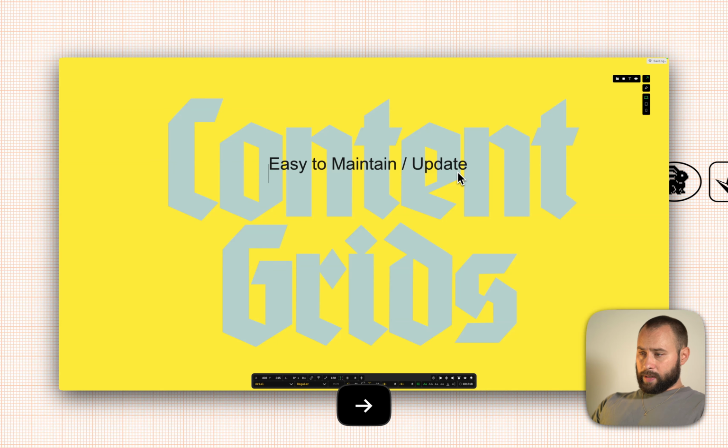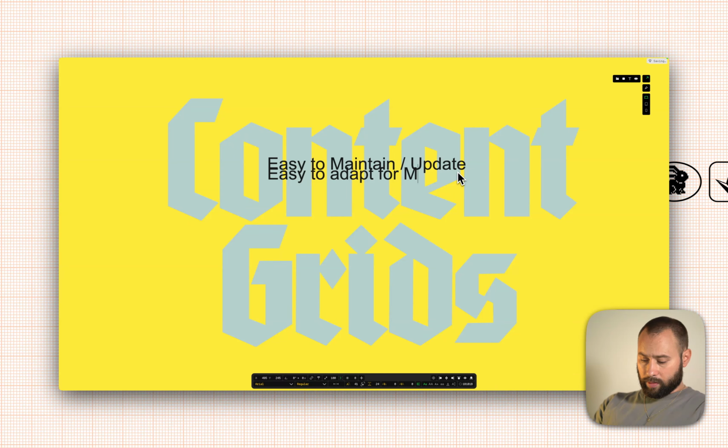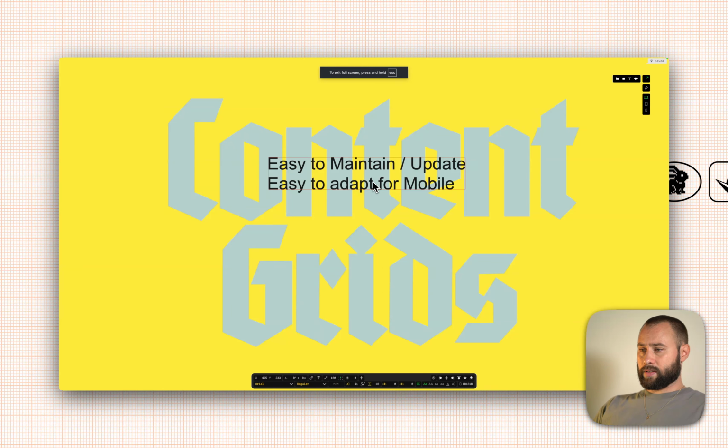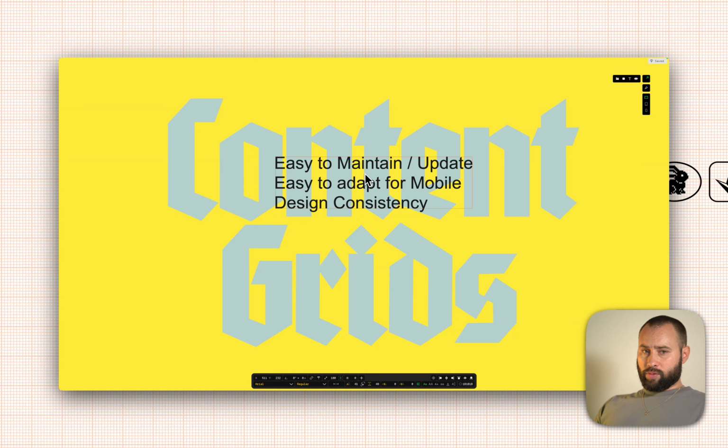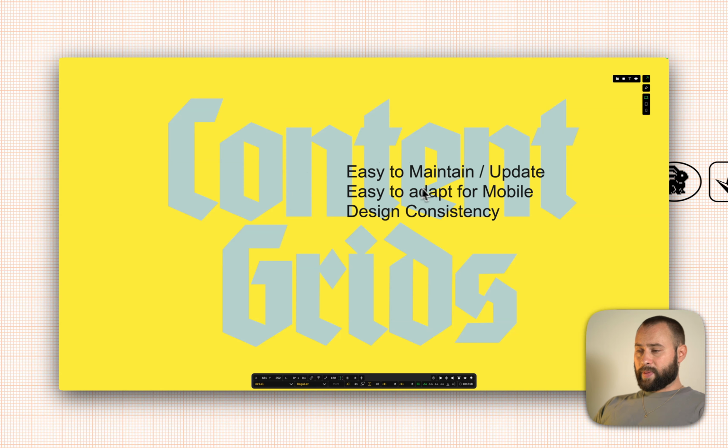That's the first one. Then you would want to use them because they are easy to adapt for mobile. They have preset settings for all layouts, and I'll show you how to work with it. And I guess the third one is what I call design consistency. You can be sure that all the design changes, all the typography settings apply to all of your grid, not only to single elements of your grid.